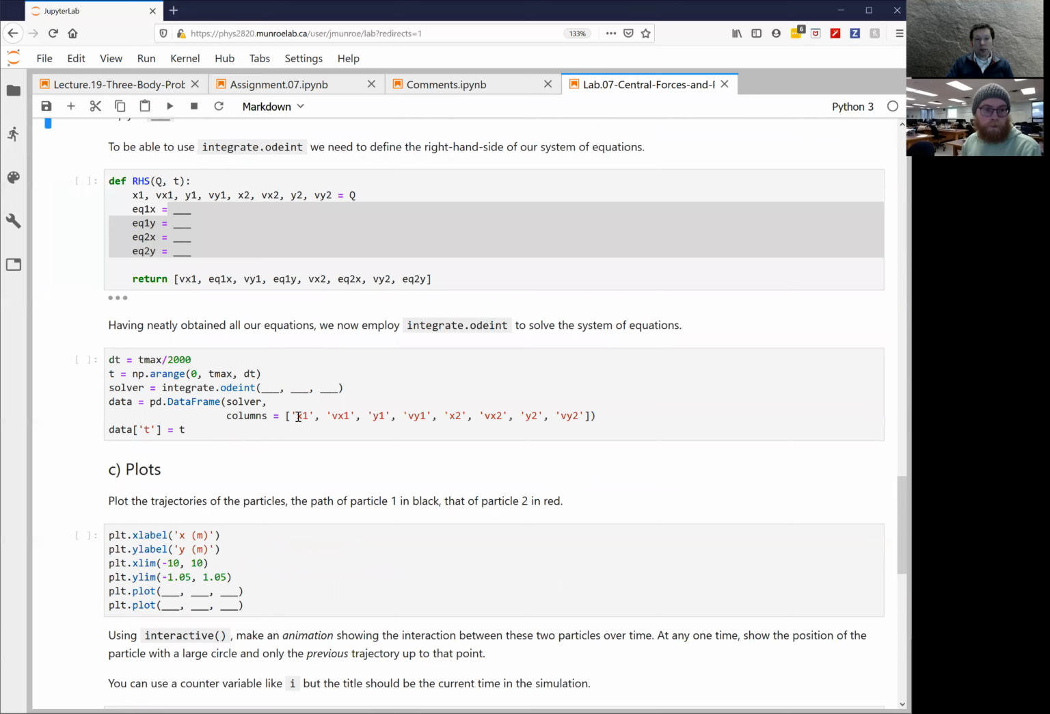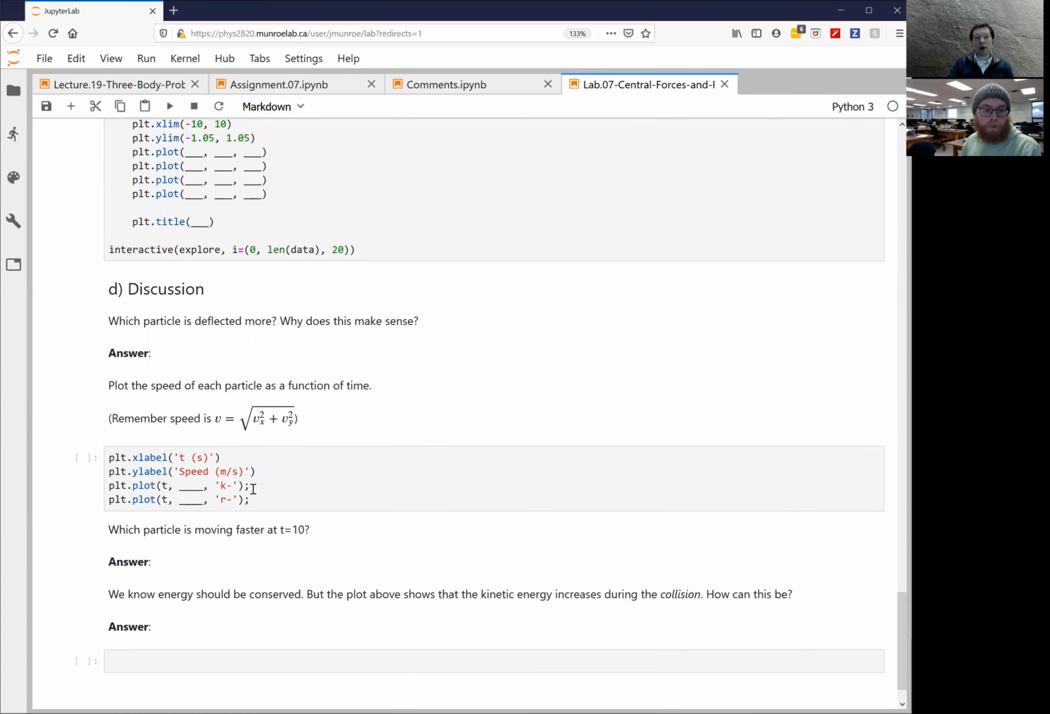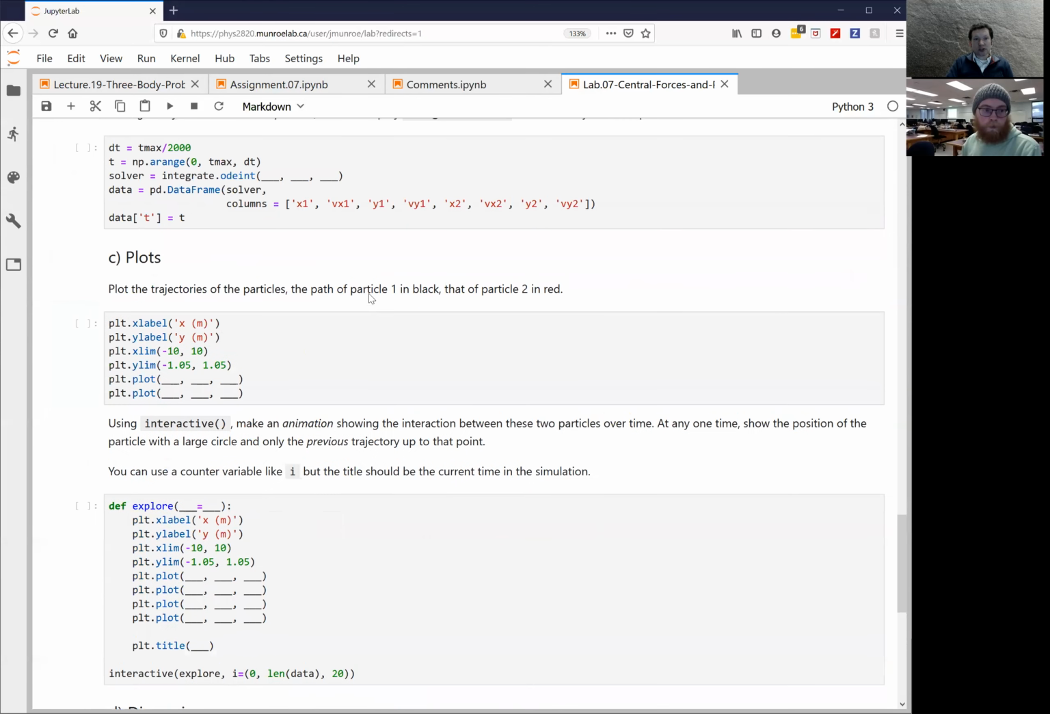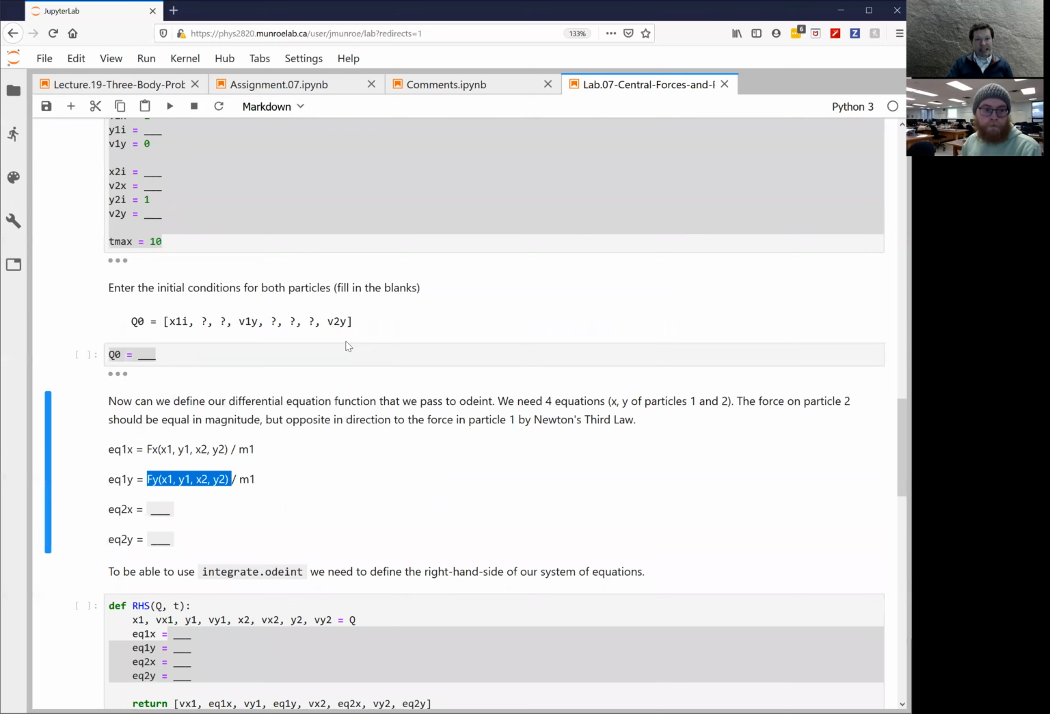Solve that problem and make a plot. And then I've got a few little questions for you about which particle gets deflected more, and I want you to think about energy and answer a question. This lab follows very directly in terms of what we've just done in the lecture.